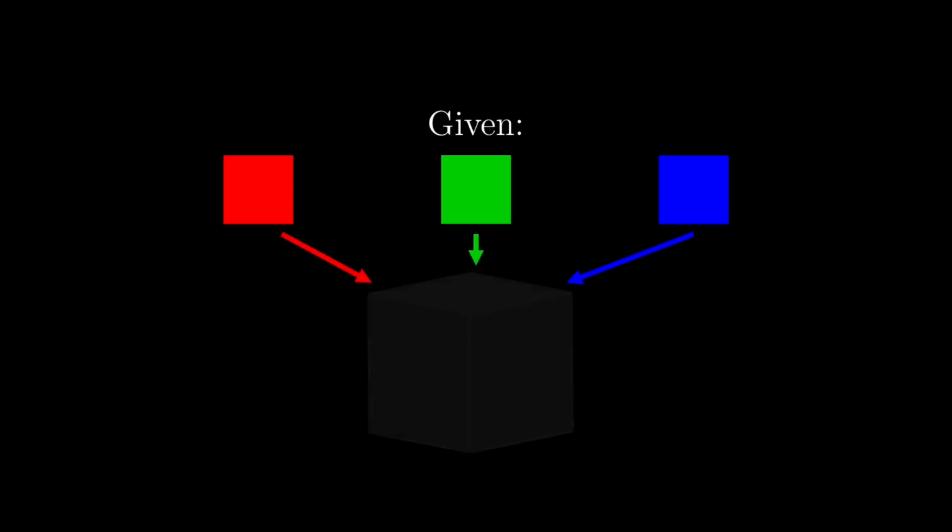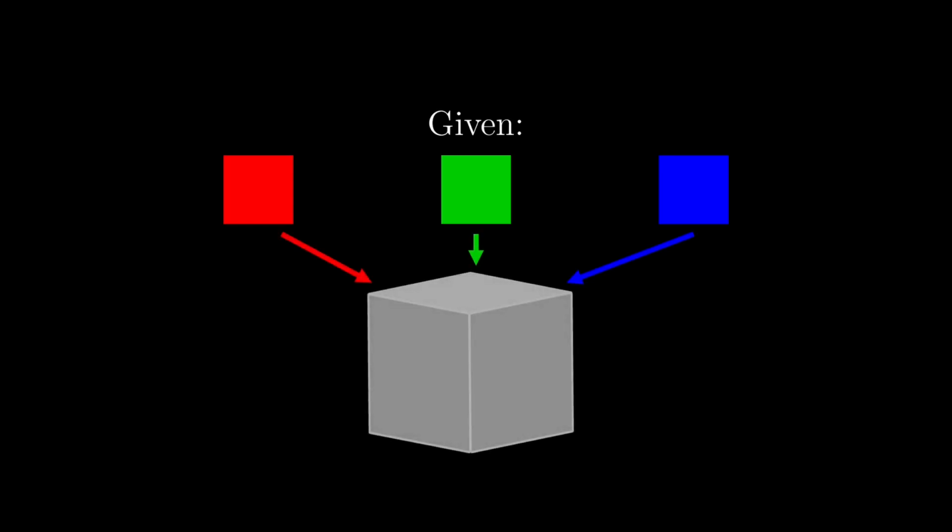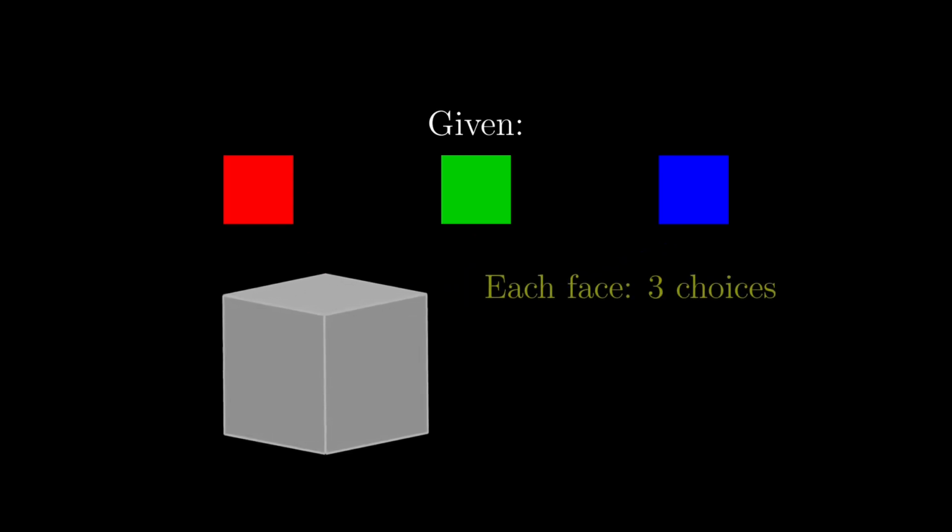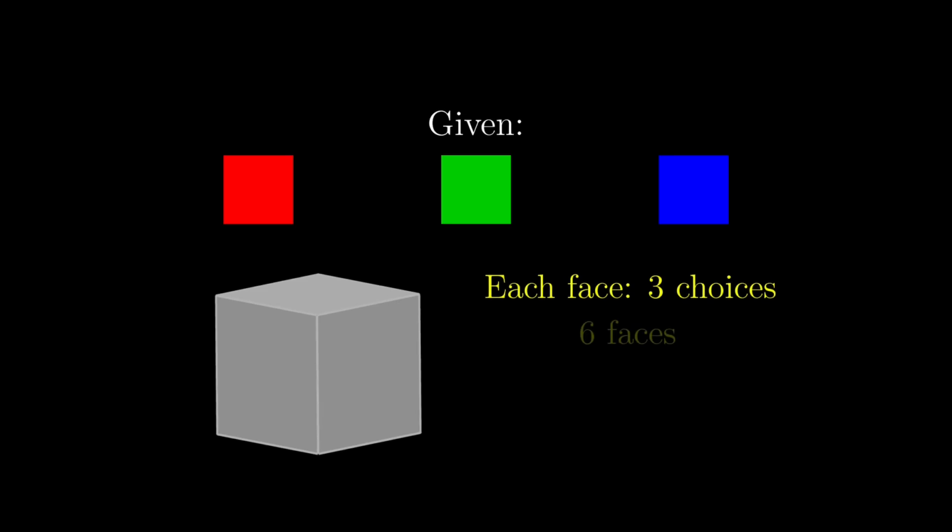Given three colors red, green, and blue, if you are asked to paint the faces of a cube, how many ways are there to do it? Well, for each face we have three choices of colors, and there are altogether 6 faces of a cube, so the total number of ways should be 3 to the 6, or 729 coloring patterns.